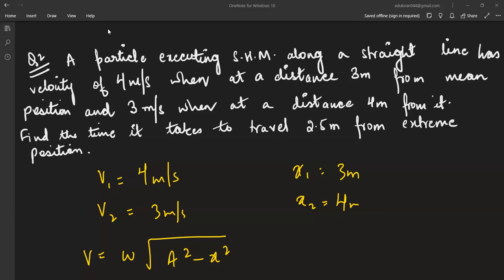So if time is given, we'll use the differentiation, and if position is given, we'll use this formula. If time is given, then we'll differentiate for velocity. And if position is given, then we'll use this formula. Because here position was already given, so we have two equations. Otherwise you will be using the other equation, x is equal to a cos omega t directly.